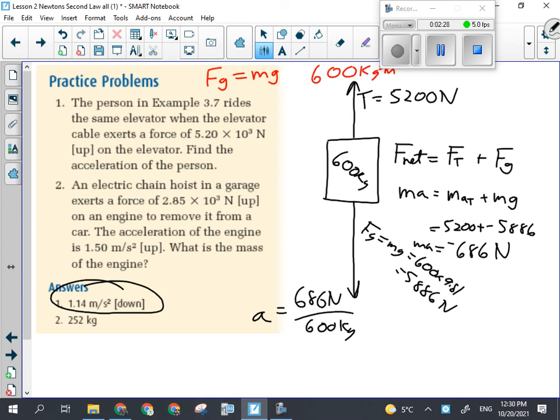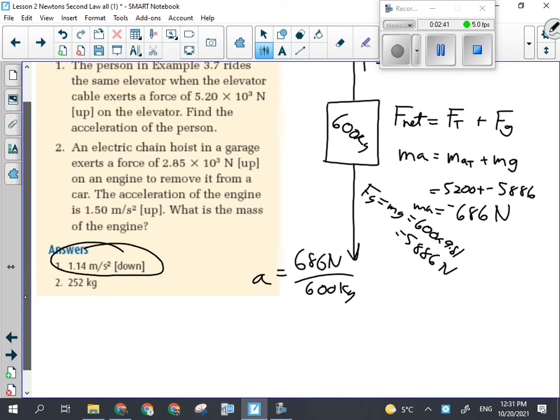Okay, did I do those same two steps I told you to do in any Newton's second law problem? Vector sum of all forces and m times a, right? Every single time those two steps are going to happen.